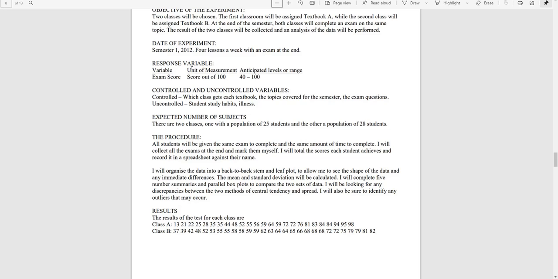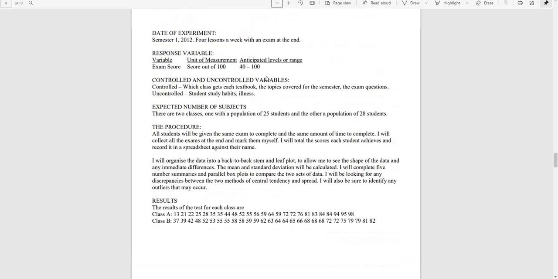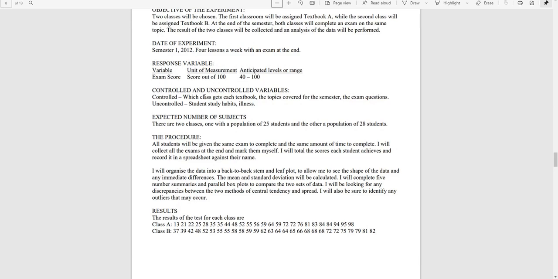The score will be out of 100%. I anticipate that people are going to get between 40% and 100%. I can control which classroom gets the textbook. I can control the topics that are covered, and I can control the exam questions. I cannot control student study habits, and I can't control if they get sick or not.